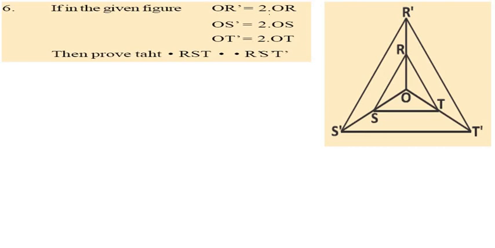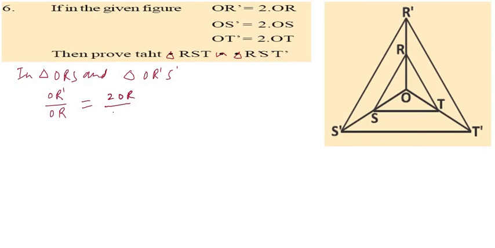In the given figure, OR dash is equal to 2OR, OS dash is equal to 2OS, and OT dash is equal to 2OT. Then prove that triangle RST is similar to triangle R dash S dash T dash. So let us start. First of all, in triangle ORS and triangle OR dash S dash, OR dash upon OR is equal to 2OR upon OR. OR will be cancelled out, so we get 2, and that is equation first.